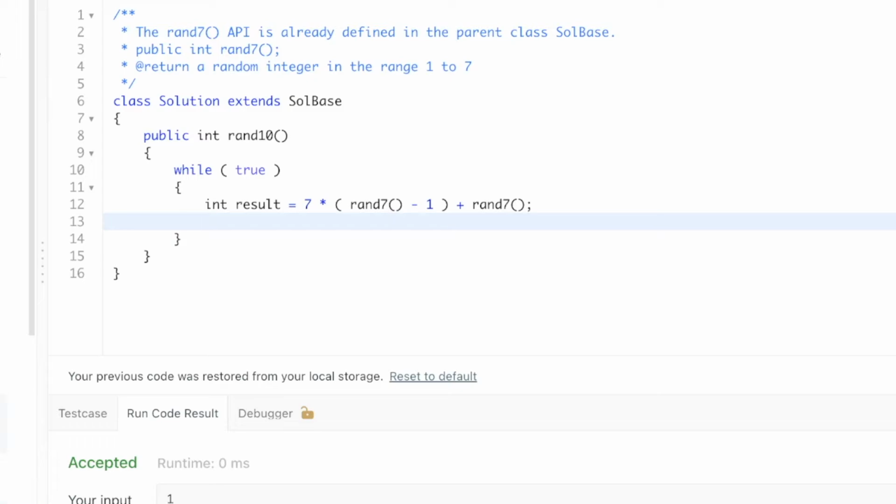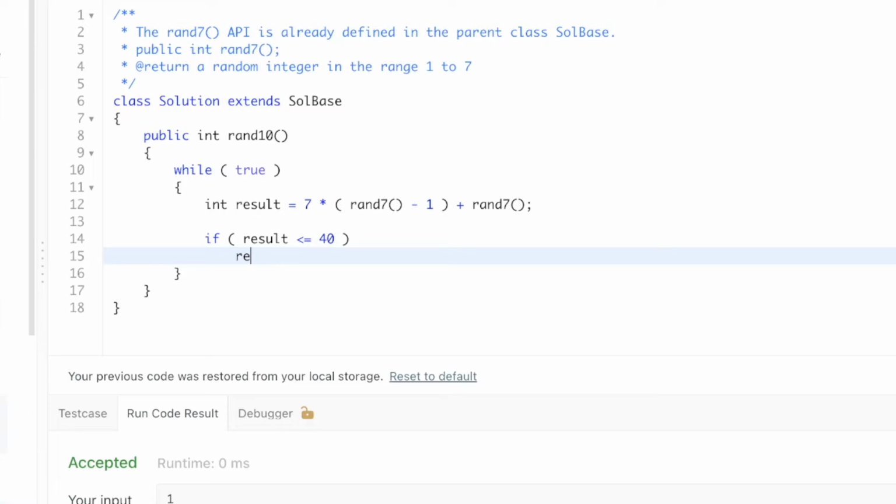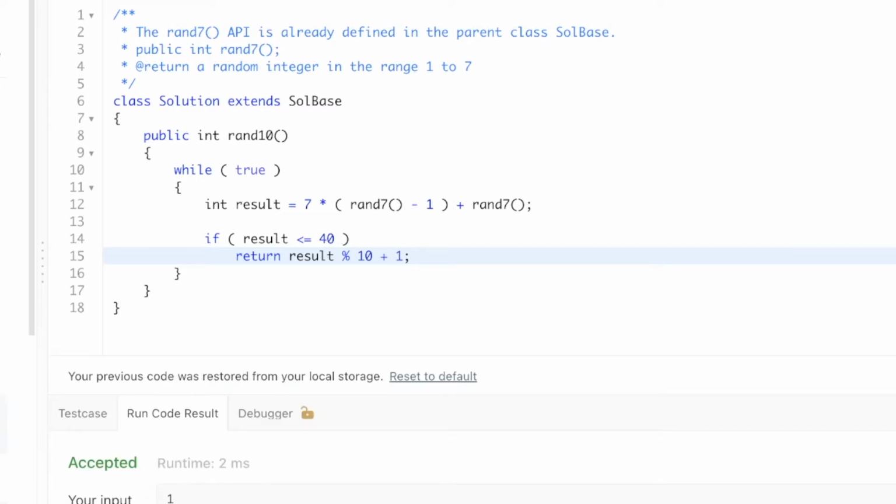If our result is less than or equal to 40, wonderful, just return result mod 10 plus 1, right? This gives me some number between 0 and 9, and we add 1 to put it in the range of 1 to 10. I think this will work. Let's just try it out. Okay, submit. Okay, cool, so this works.